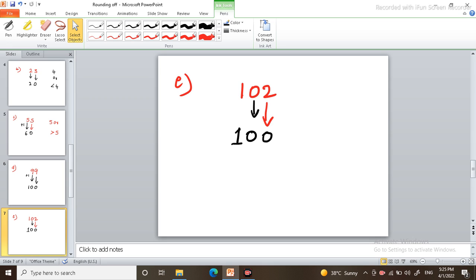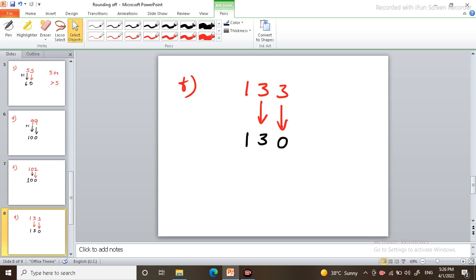Next, the question is 102. In ones place it is 2, so it is less than 4, so it will become 0. In tens place it is 0, so write as it is, whatever number it is, so it will become 100 when we round to the nearest 10. In the same way, 133, it is less than 4. This will become 0, and in tens place write as it is. So the answer will be 130.